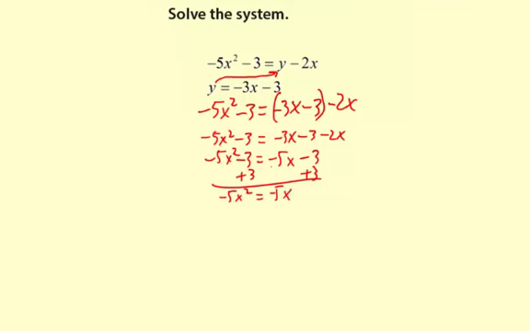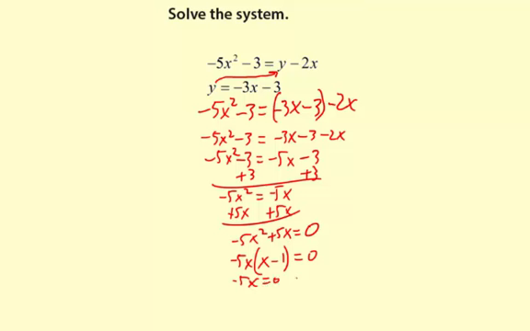Okay, now this is kind of weird because, well, what do you do now? Remember, with a quadratic equation, you want to set it equal to 0. So I'm going to add 5x to both sides. That's going to give negative 5x squared plus 5x equals 0. Now I can factor out a negative 5x from both sides. Leave an x minus 1. And so zero product property, negative 5x equals 0 and x minus 1 equals 0. So x equals 0 and 1.